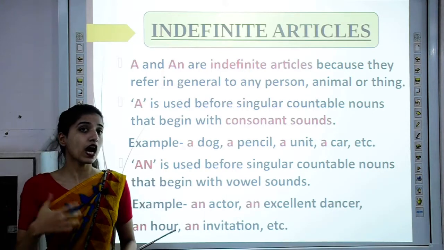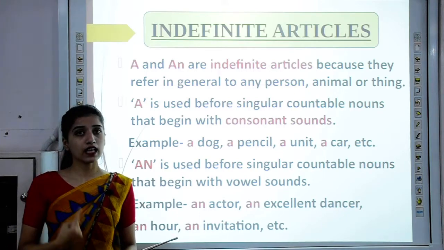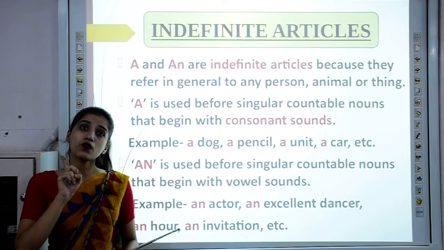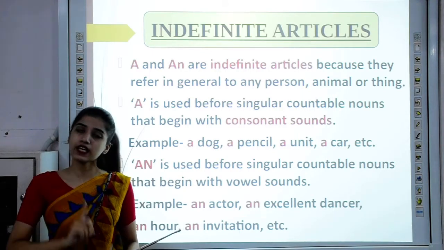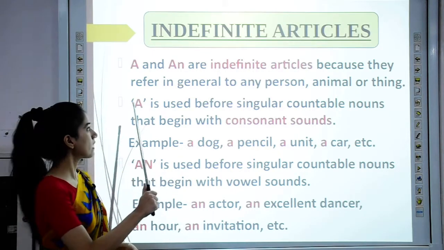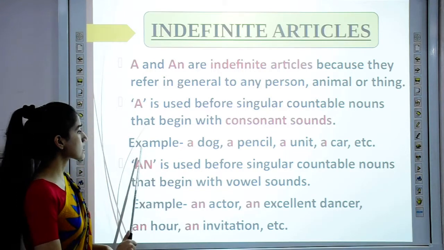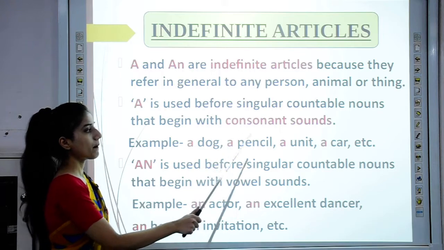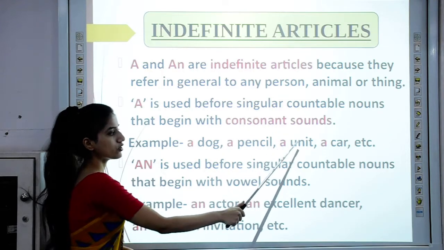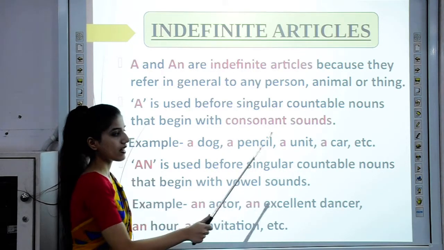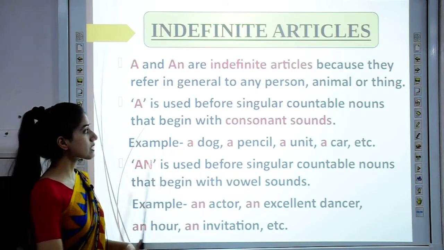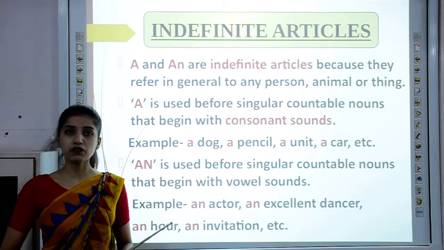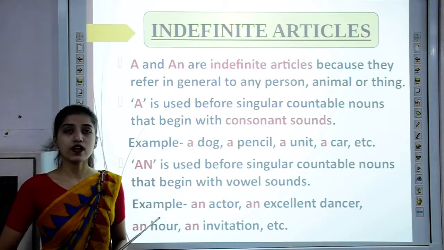As you can see, what are singular countable nouns? The nouns that we can count are countable nouns. But when we are talking about only one countable noun, that is a singular countable noun, we will be using a with it. So just look at the examples over here: a dog, a pencil, a unit, a car, etc.